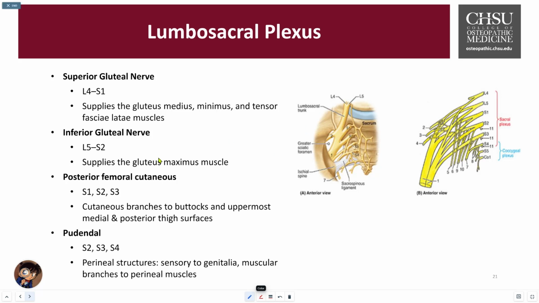Then the last one, again, is the pudendal nerve, S2, S3, S4. It serves both sensory and motor function, and it sends signals to the genitalia and also innervates the perineal muscles. It plays a key role for the control of the pelvic floor muscles, for example, controlling urination and fecal continence. Key nerves to be aware of.